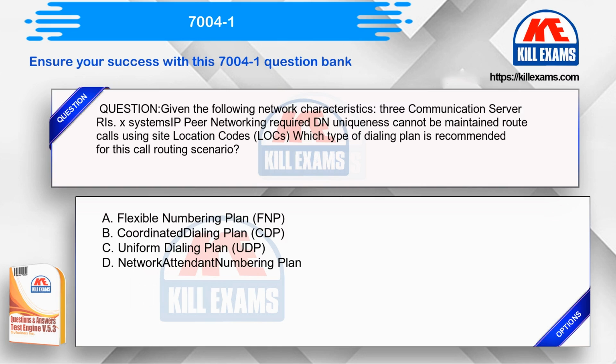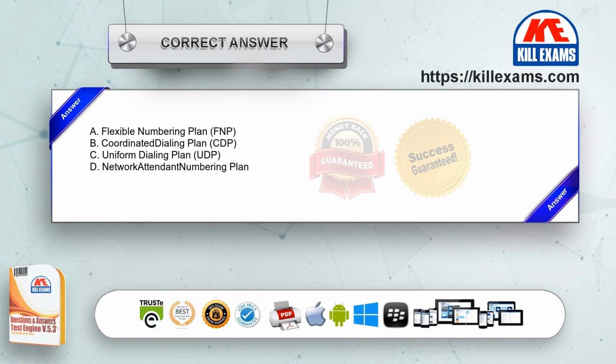Option A. Flexible numbering plan, FNP. Option B. Coordinated dialing plan, CDP. Option C. Uniform dialing plan, UDP. Option D. Network attendant numbering plan. The correct answer is option A.